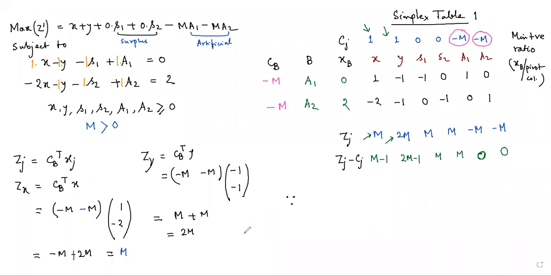If I want to calculate z1, z1 minus c1 means z1 is M, this is your M, and c1 means this one, so M minus 1. It's just simple subtraction. Exactly corresponding values will be subtracted from the Zj.